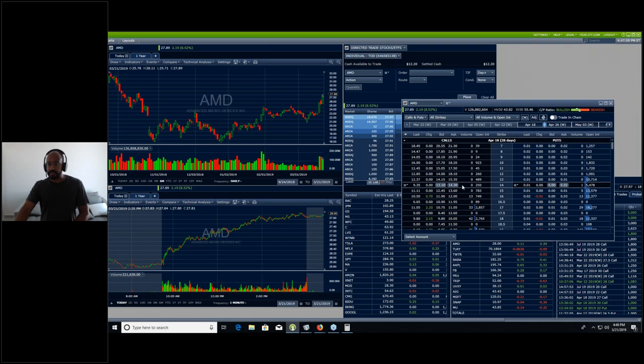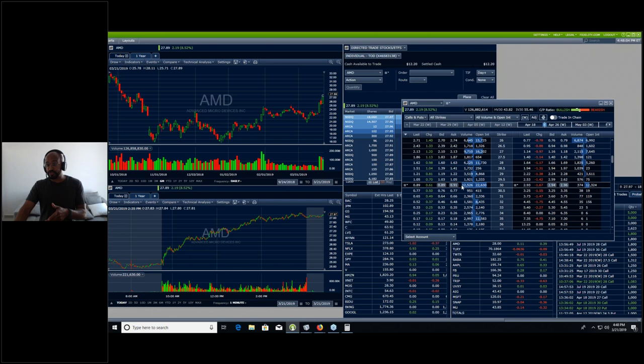These things are almost a dollar, and you can see how much volume is in them as well. You have $2 left to go, and you're already paying a dollar for this, which is pretty juiced up premium. However, if this move continues and you want to take advantage of it, you can go a little farther out in expiration if you have more time. Therefore, you're not going to lose as much premium every single day to time as you would in a weekly.